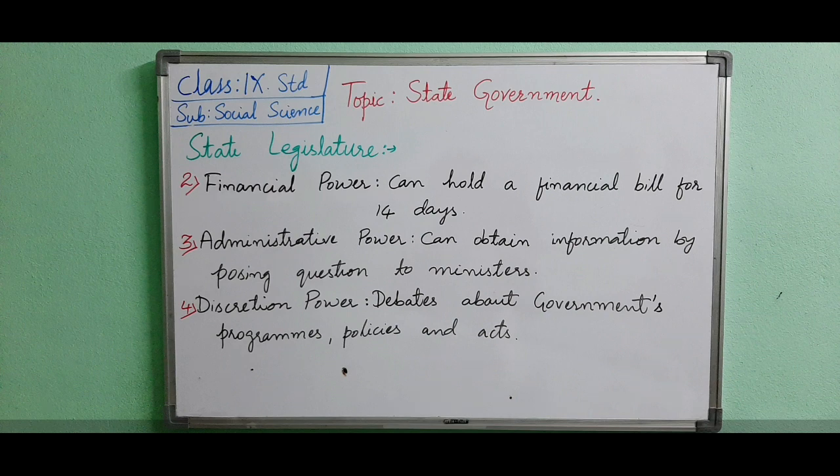Now the third power is administrative power. The Legislative Council does not have much control over administration. It can obtain information by posing questions to ministers. If the questions are not answered properly, it can only insist on the minister's resignation but cannot move a non-confidence motion.